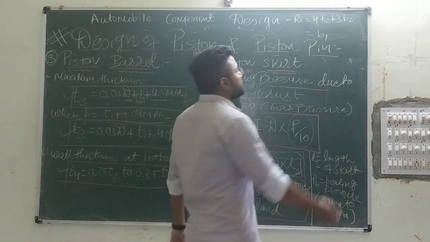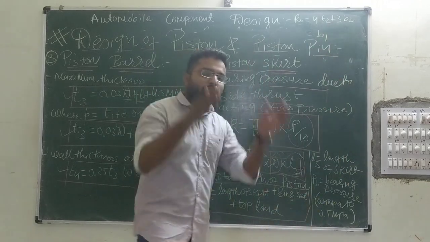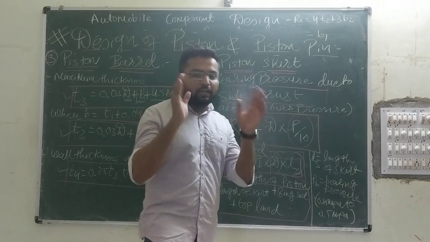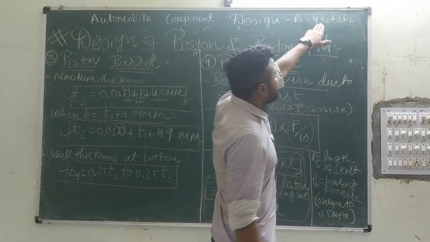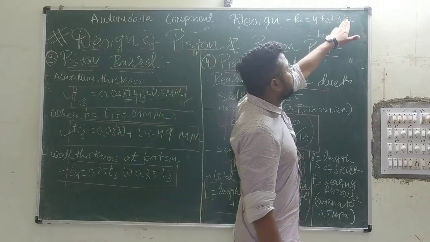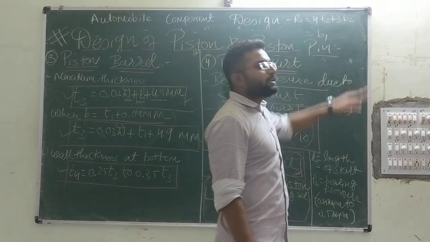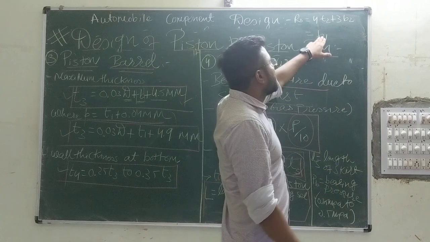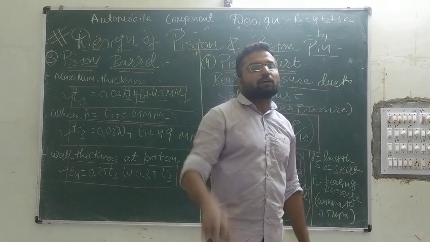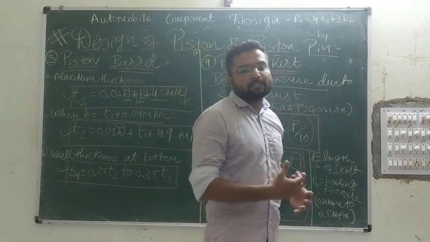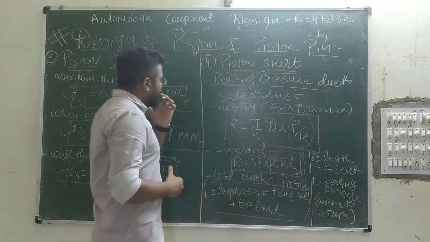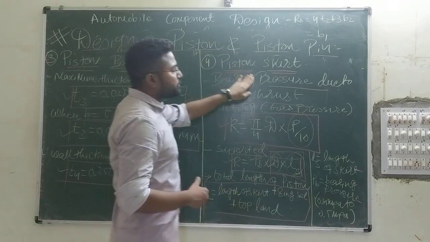This ring section is the determination of vertical length or vertical features of our ring section, which is represented by 4t2 plus 3b2, where t2 is axial thickness of ring and b2 is distance between two consecutive rings, and b1 is nothing but our top length. So this is our design of piston barrel and piston skirt.